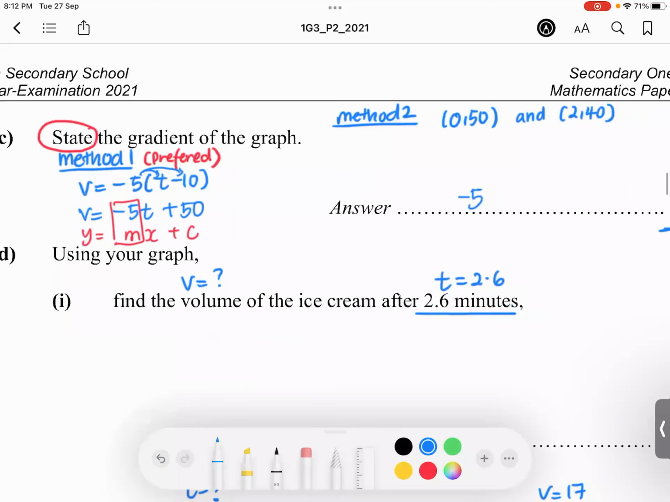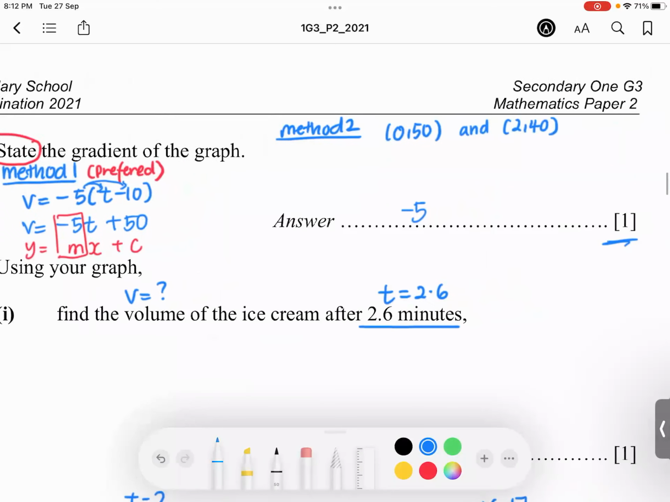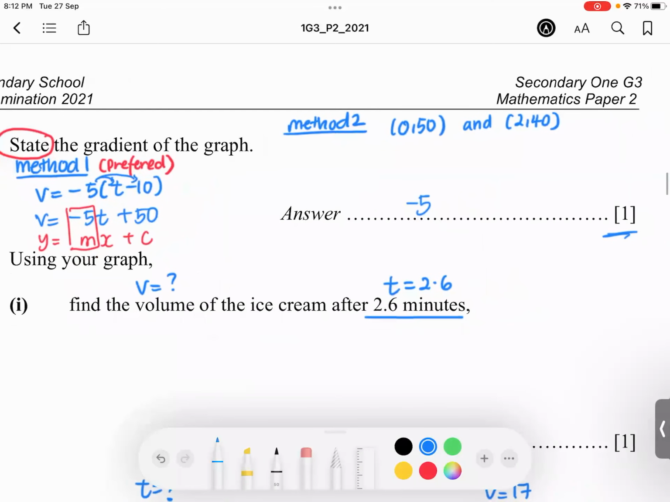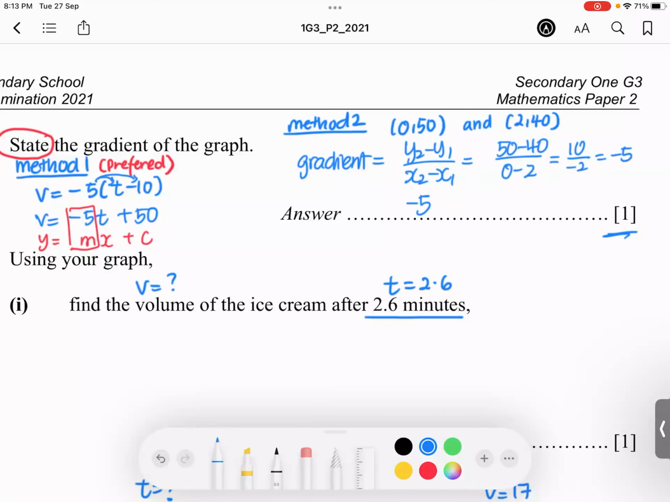Or the second method: you can use the points on the graph or in the table itself, for example (0, 50) and (2, 40), to find your gradient. The gradient equation is y2 minus y1 over x2 minus x1, where y is the volume. So it's 50 minus 40 divided by 0 minus 2. Did I write that correctly? Yes, this one is 2. So 10 divided by -2, the answer is -5. You'll still get the same answer.